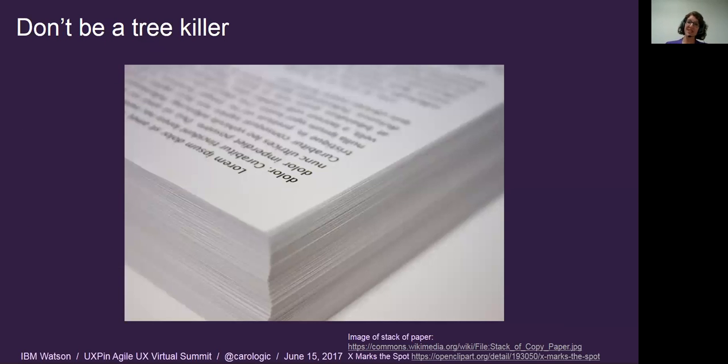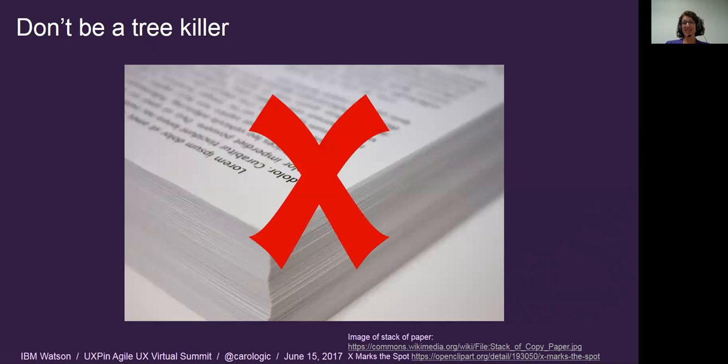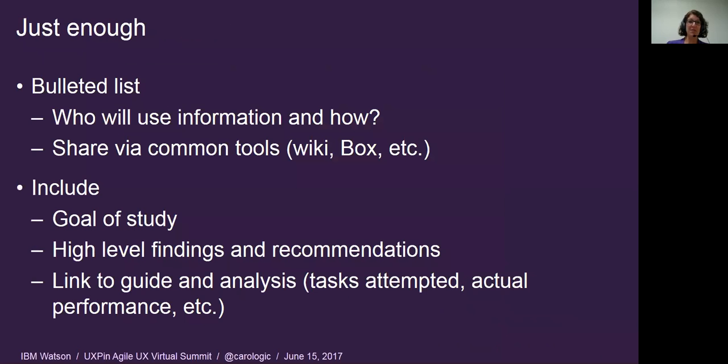Don't be a tree killer, please. No one is going to read a large report. No one is going to do anything with that but put it on a shelf. If they really want something to put on their shelf, you can give them an empty binder and put your company name on it and leave it at that. Big reports really aren't doing anyone any favors, and it's really bad for the environment. So just do enough. Do a bulleted list. Who's going to use this information and how?